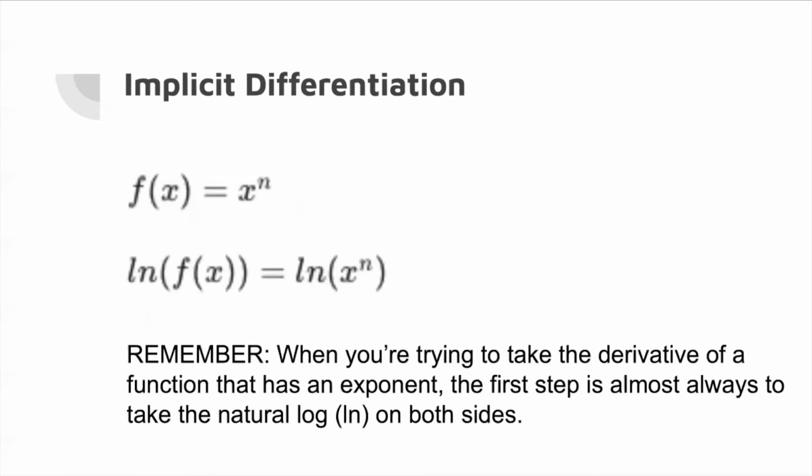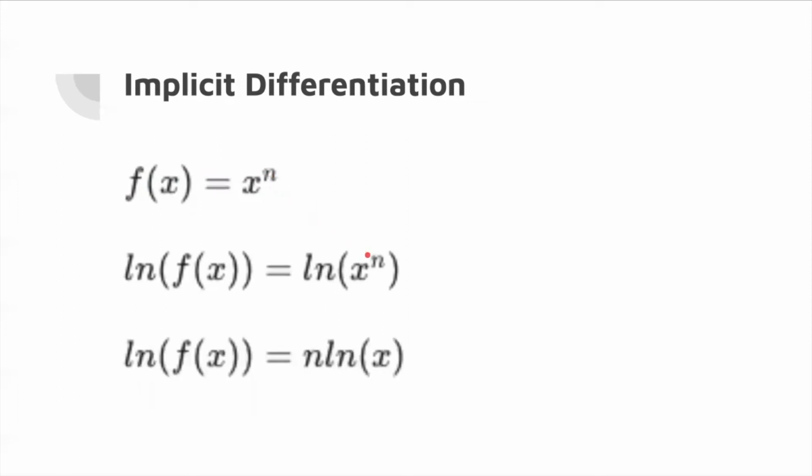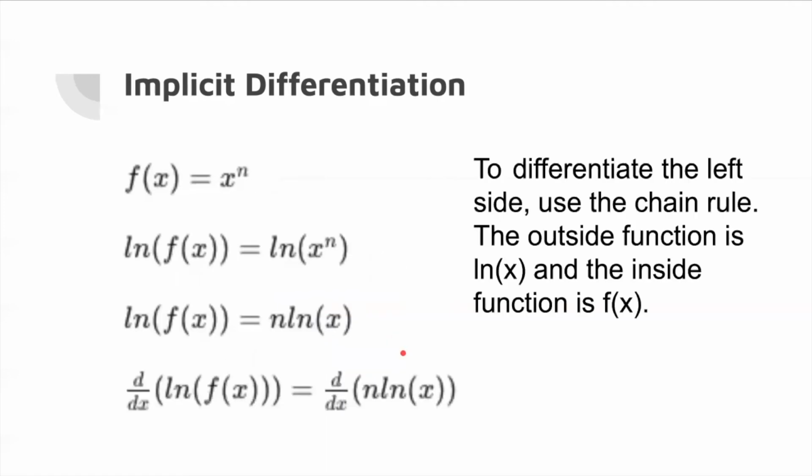So the first thing that you can do is take the natural log of both sides of this equation. And remember, when you're trying to take the derivative of a function that has an exponent, in this case, we see x to the power of n, we have an exponent. The first step is almost always to take the natural log on both sides, because what it does is, due to the properties of logarithms, you can carry the exponent to the front, and that gets rid of the exponent. Okay, and now you differentiate both sides of the equation.